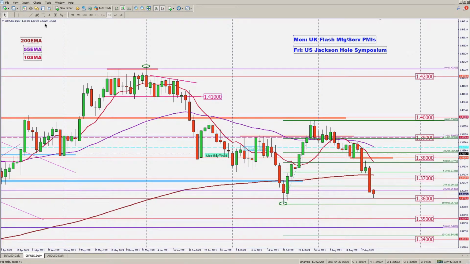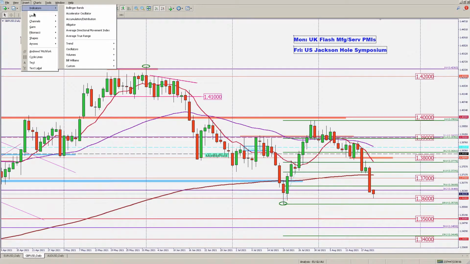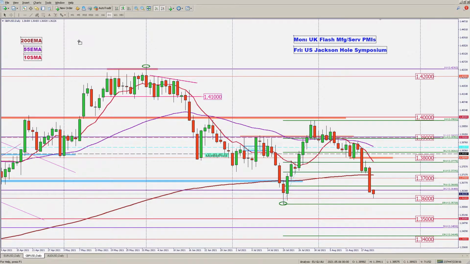Okay, so we've got a number of support zones to watch out for. Immediate one, of course, is at this swing low at 135.70 area.